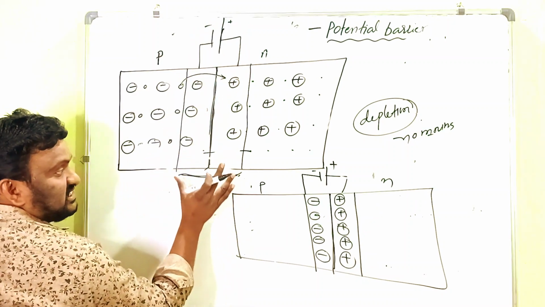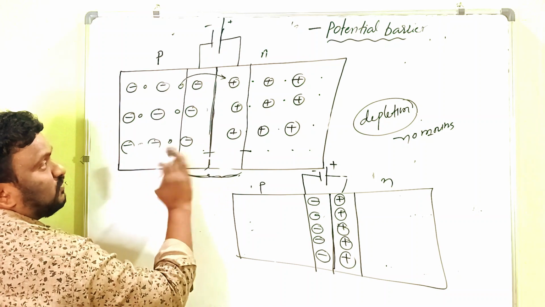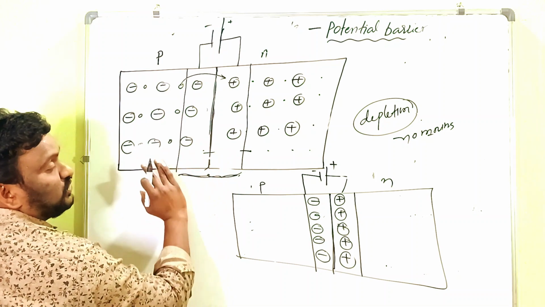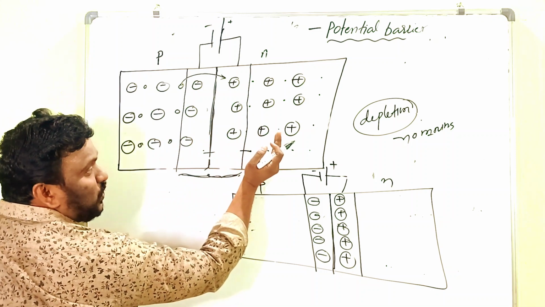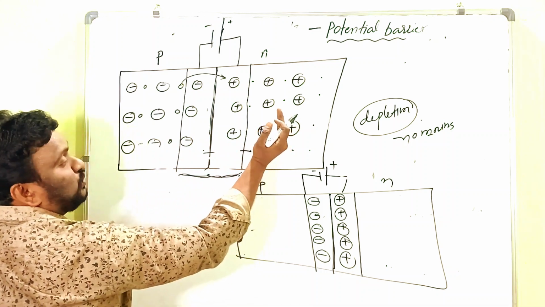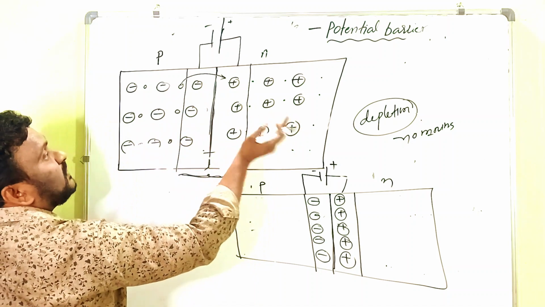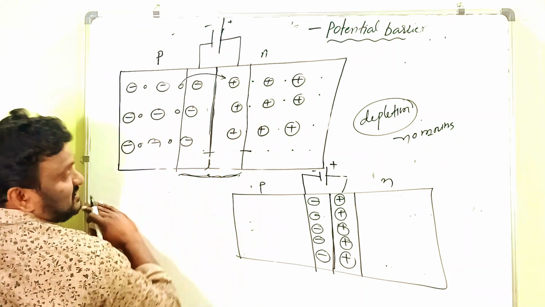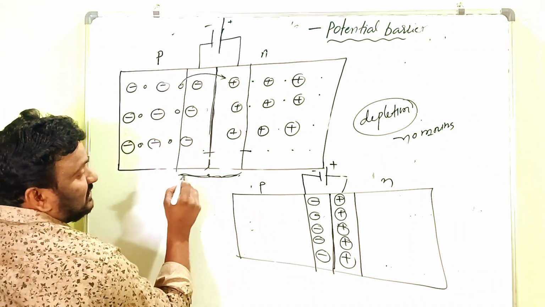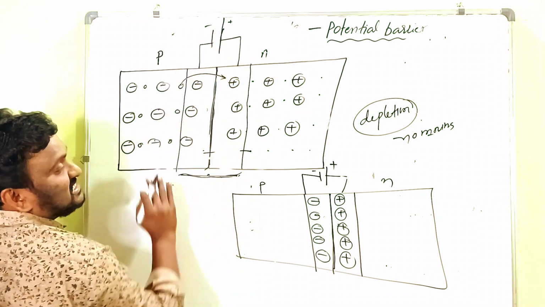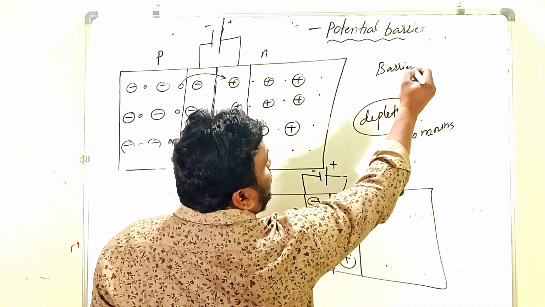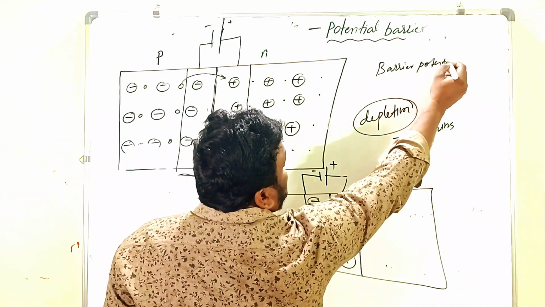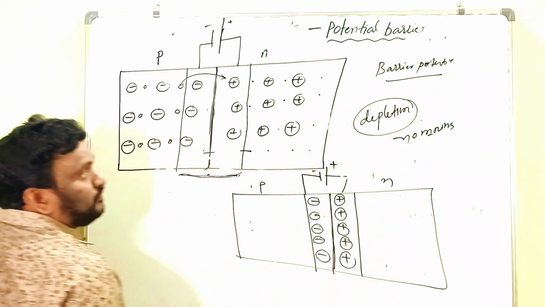So some potential is required to move the holes from one side to the other side. And similarly, some potential is required here to move the electrons from the N side to the P side. So that means here at the depletion layer, some potential is created. That potential is called barrier potential. What is it called, children? Barrier potential.